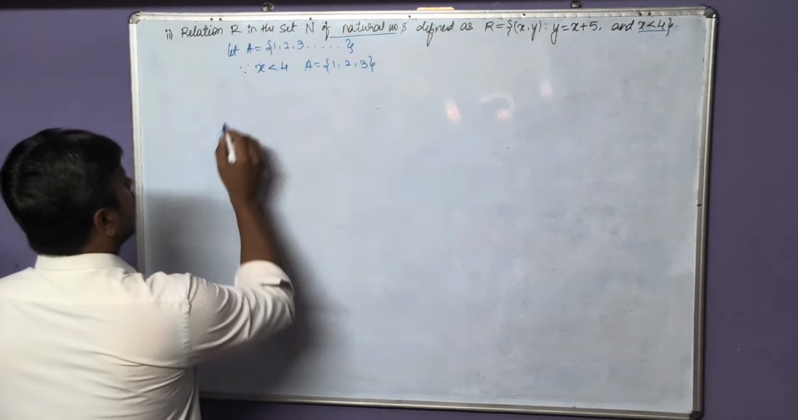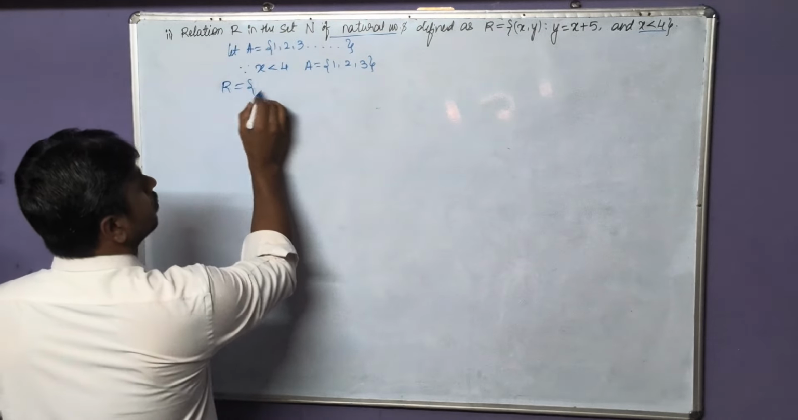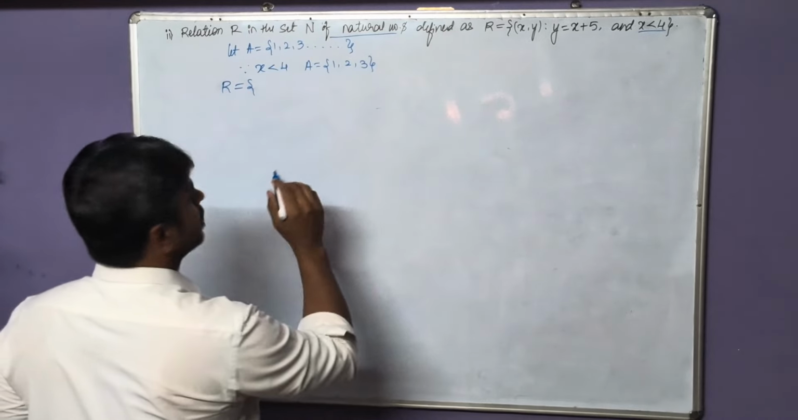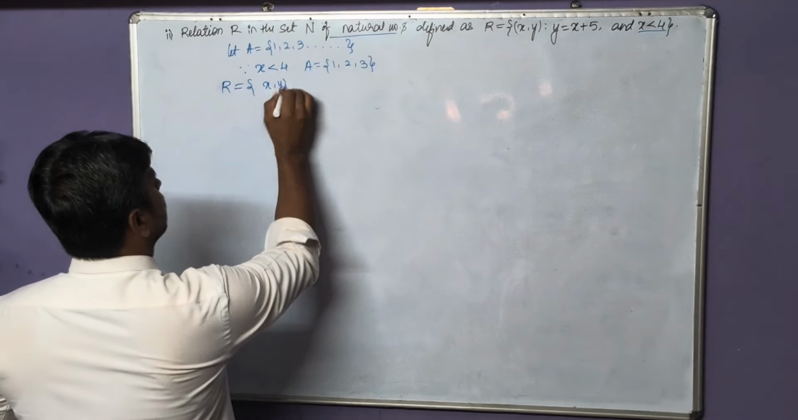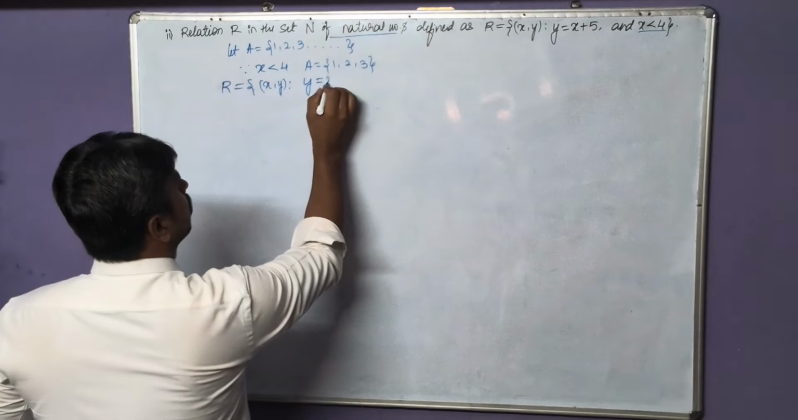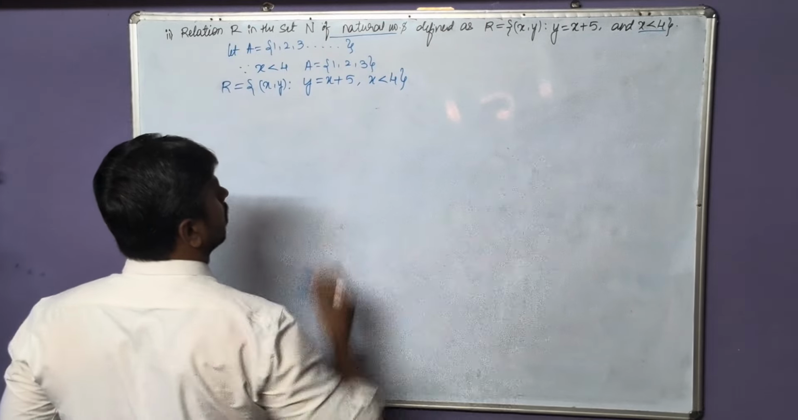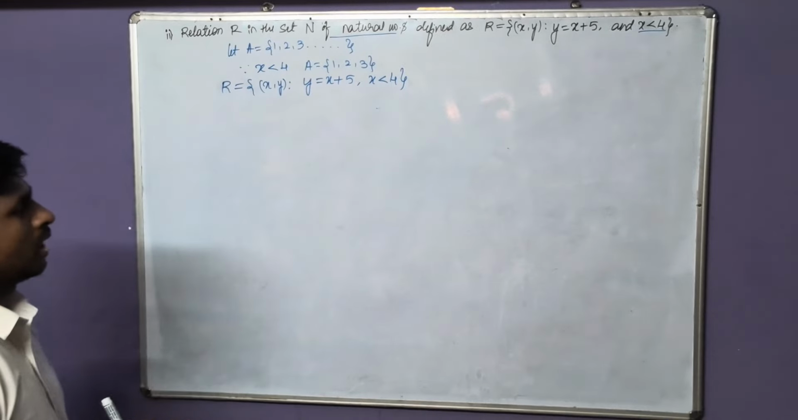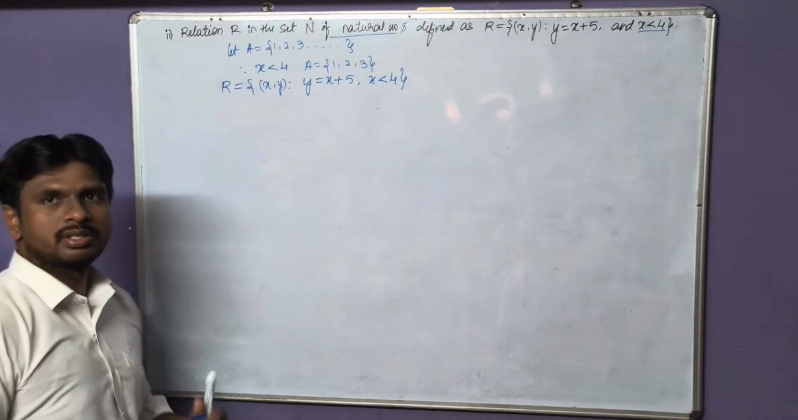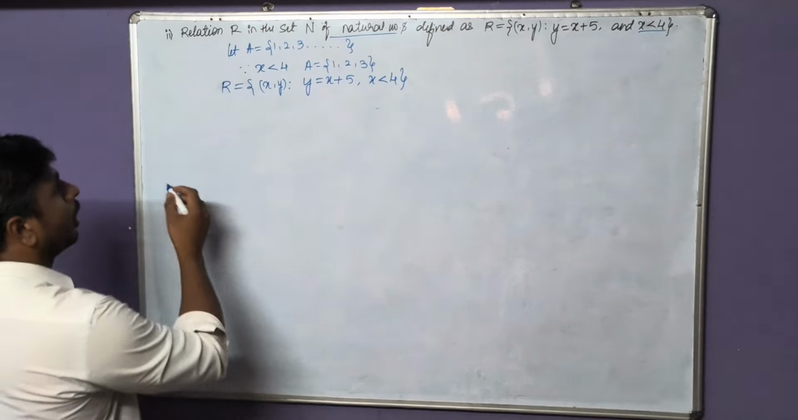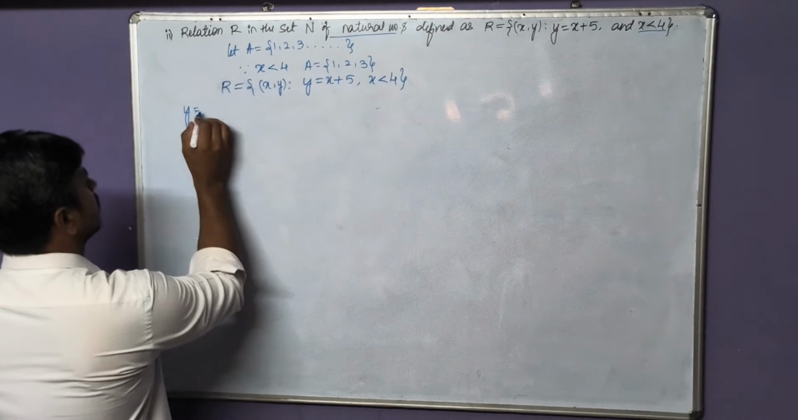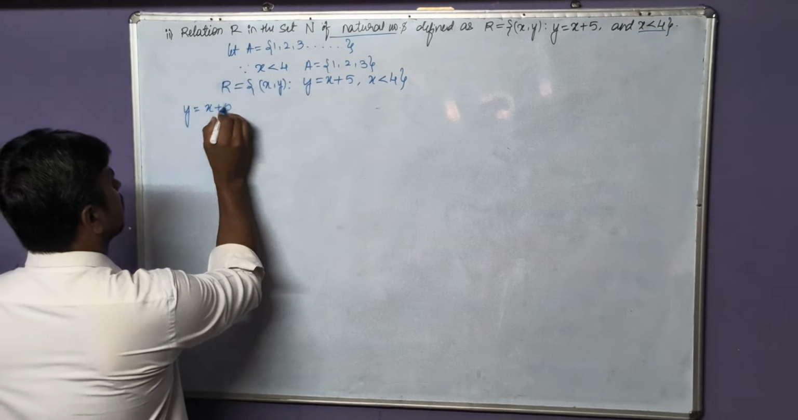And here the relation R is given as y is equal to x plus 5. The set of all ordered pairs x comma y such that y must be equal to x plus 5. Under this, what are the ordered pairs we will obtain? Let us identify, then we will cross check whether the given relation is reflexive, symmetric or transitive. Now I am considering the given condition. What is the given condition? Y is equal to x plus 5.